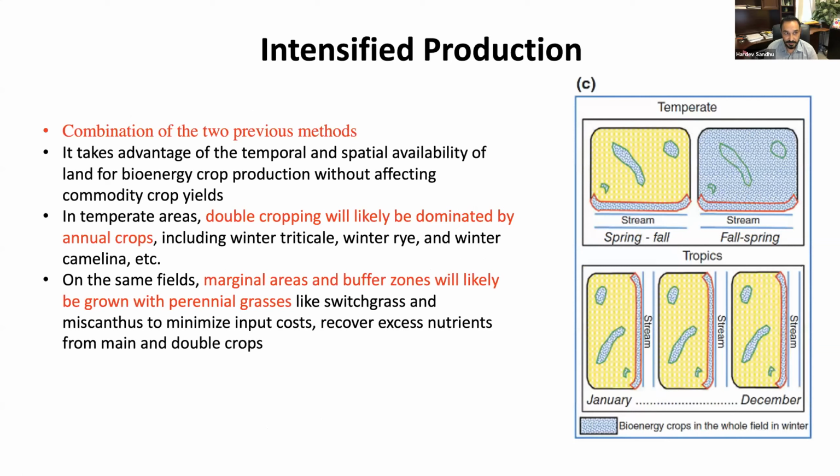In intensified production, as I said before, it's a combination of both methods. So in this one, we use bioenergy crops on the marginal areas in both crops. I mean, we grow our commodity crop, we rotate it with the bioenergy crop, but in addition to that, we use one perennial grass or perennial bioenergy crop on the borders or on the marginal areas of that land. So we are combining both mixed cropping and double cropping in this, which is intensified cropping.